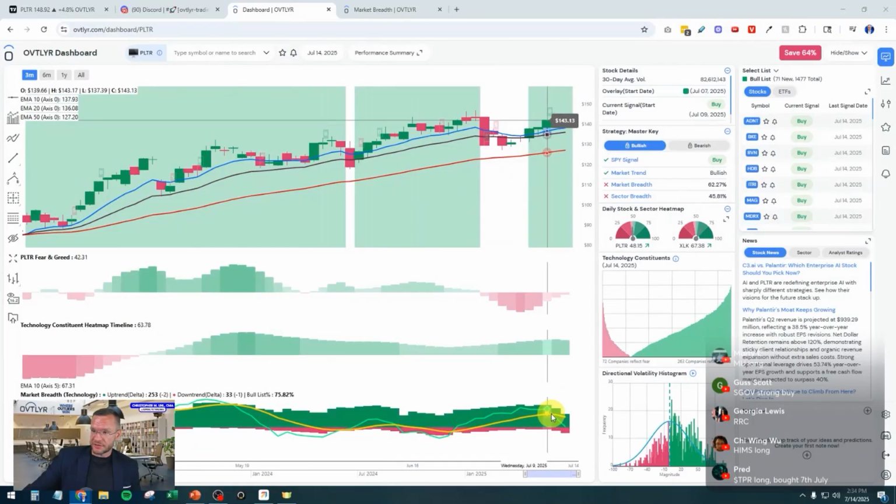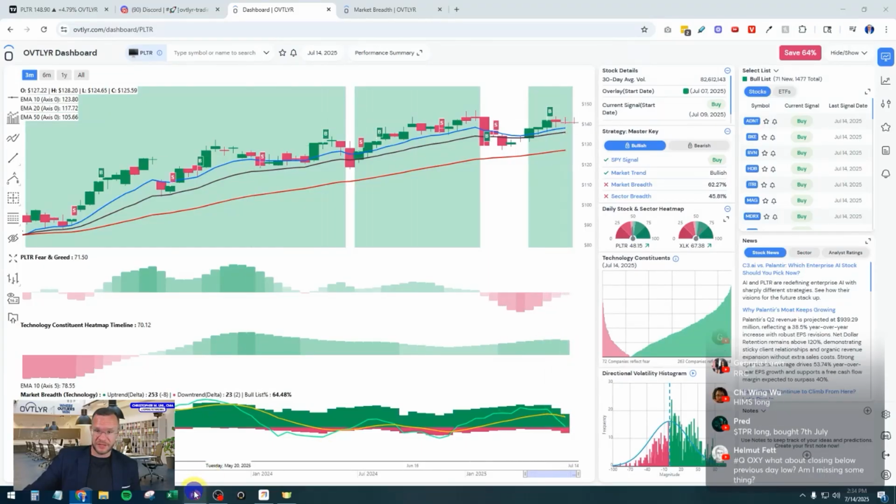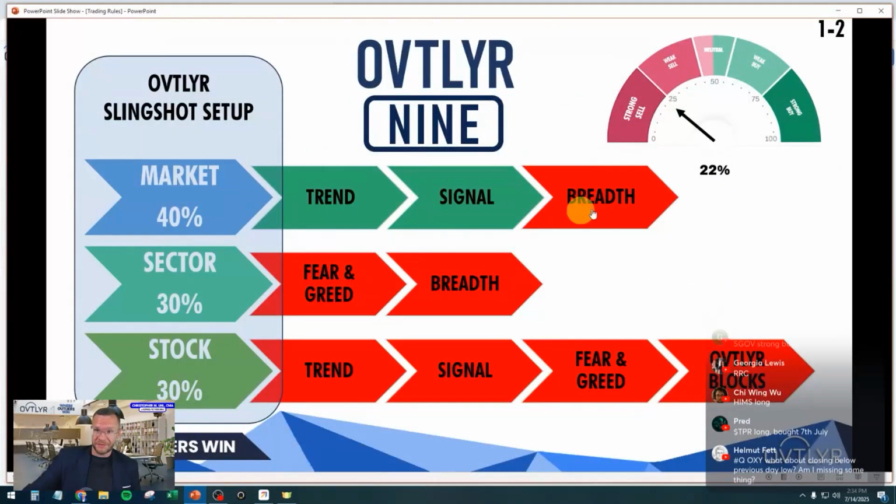This is the tech sector. As you remember, tech sector breadth falling off a cliff. Tech sector fear and greed going down. That's not helping its case here. So while the market is not fully bullish, the sector is also not fully bullish. So 70% of the stock's move is not there helping it like it could be.